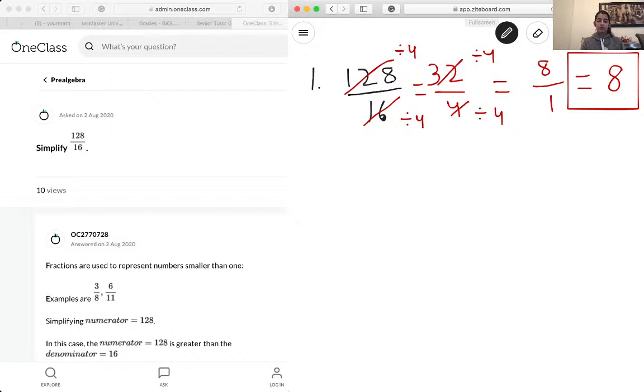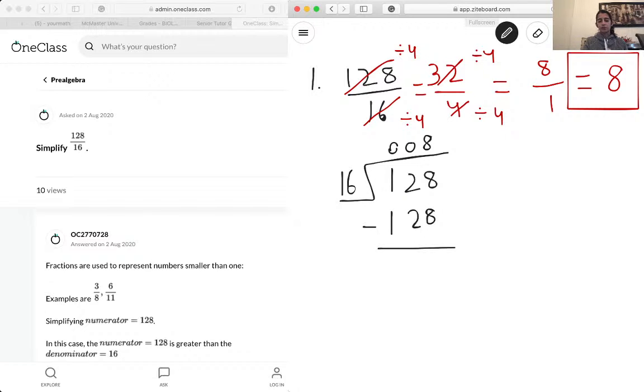For our second method of solving this, we can use long division. So we put 128 and 16 on the outside, and think of how many times 16 can go into 128. It can't go into the first digits, so we put zeros for our first one and our second one, because 16 times 8 is 128. We subtract 128 to see if we have any remainder left, and we don't, which means that is our answer.